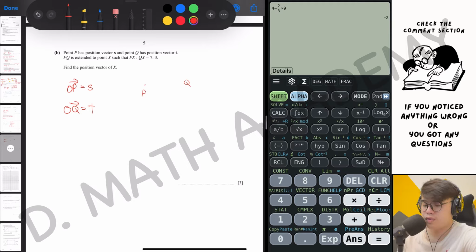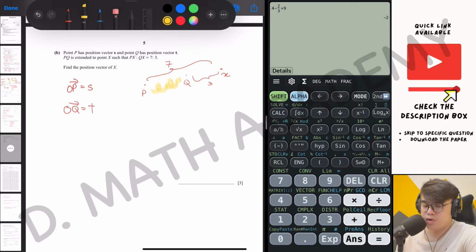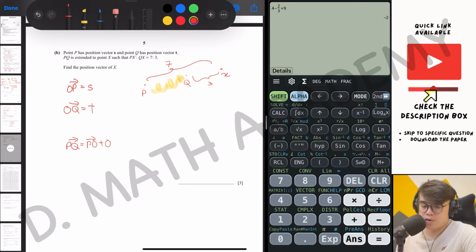So for example, Q is here and X will be somewhere around here. They told us that the entire thing was 7. The gap here was 3. So to find the position of X, firstly we need to know what our P to Q is. So to find PQ, we'll be taking PO plus OQ. So that will make it -S plus T.